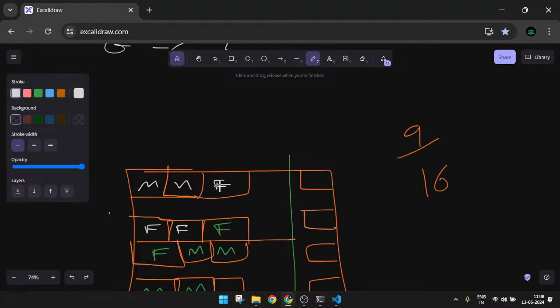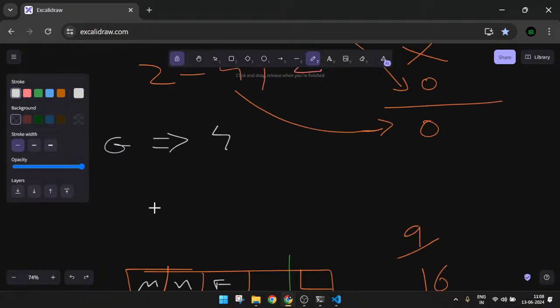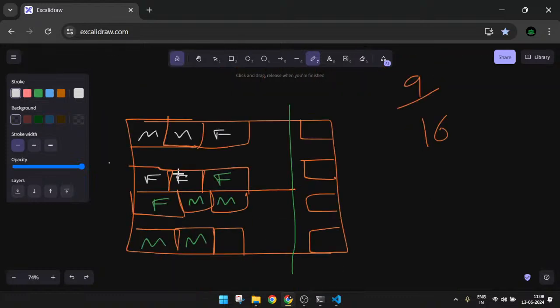But this will be a little partial, isn't it? There will be a partiality. Then the groups will not be equally distributed, isn't it? Oh my god, what should I do? Because there will be empty spaces.